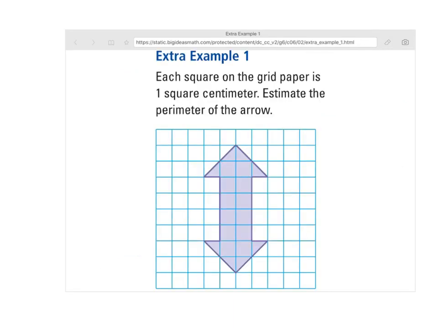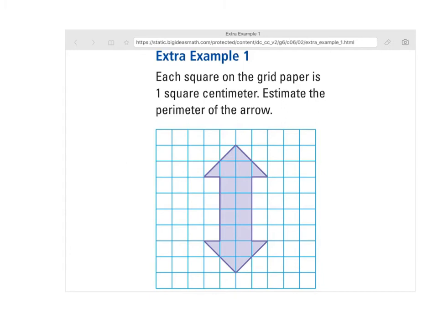Okay, so let's practice what we just learned. For this example, we are going to estimate the perimeter. Now remember how to estimate? We're going to count all the straight edges that we can see, and then anything that's diagonal is worth 1.5. So let's just do the straight edges first. 1, 2, 3, 4, 5, 6. Those are all diagonal. 7, 8, 9, 10, 11, 12. So far I have 12 that are worth 1 apiece.